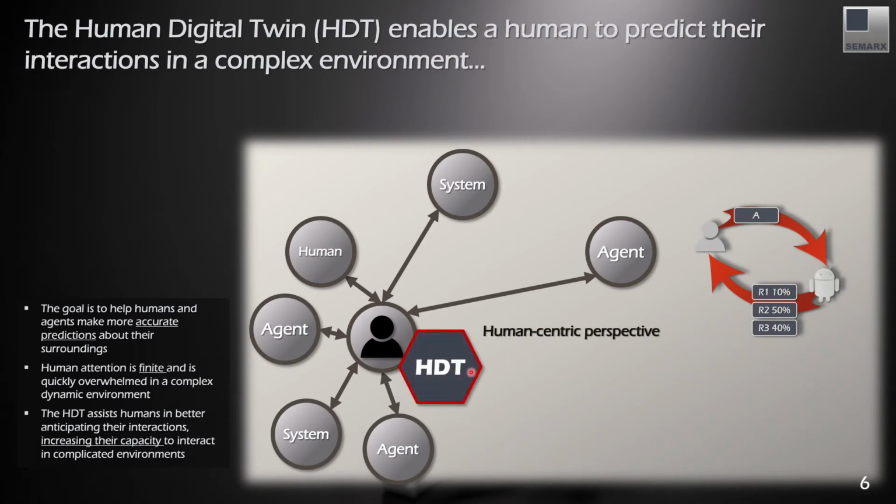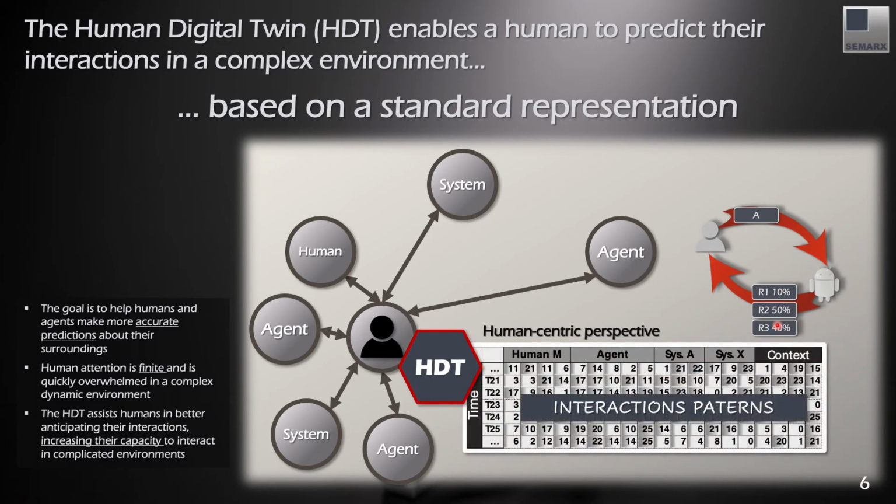So in that environment, that person will get their human digital twin, and the human digital twin will create a map, a representation of how the person interacts with another partner and the probabilities of the responses. This would look like this.